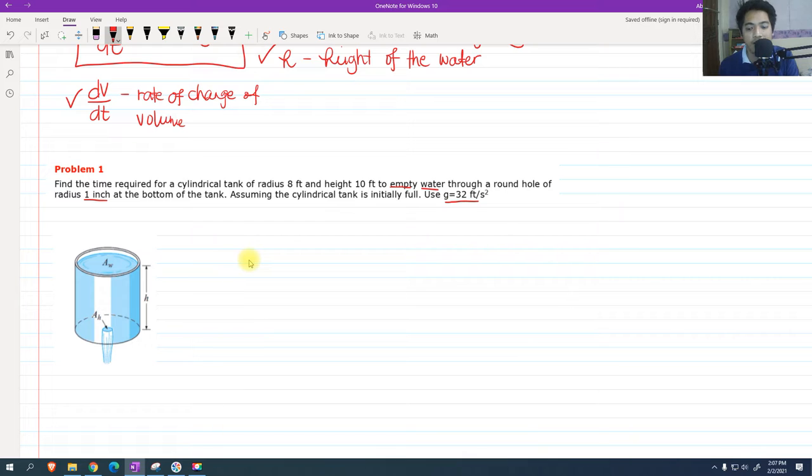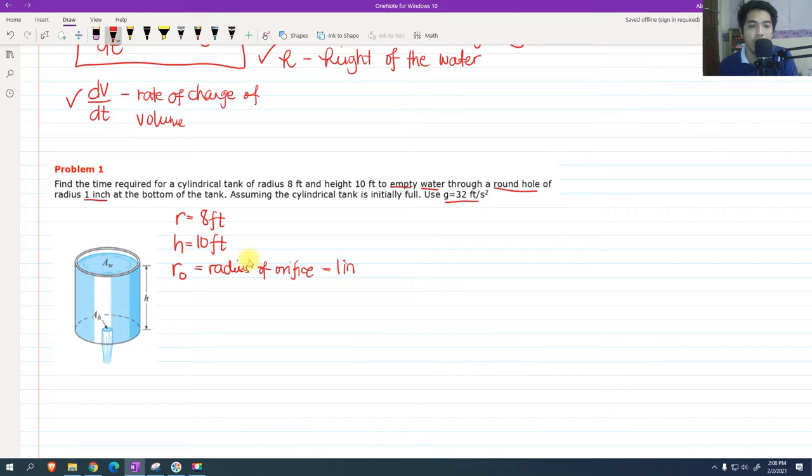So let's list the given. We are given a radius of the cylinder, 8 feet, and a height of the cylinder which is 10 feet. And then we have a round hole. That 1 inch is the radius of the orifice, so we can denote it as r sub 0, r naught. This is the radius of the orifice, and that is equivalent to 1 inch.